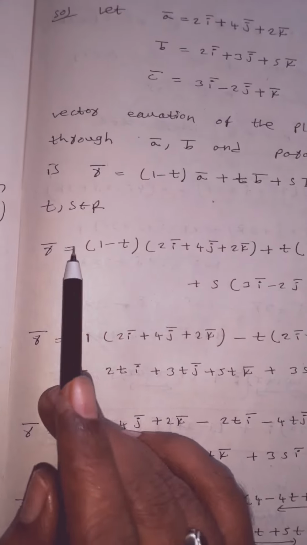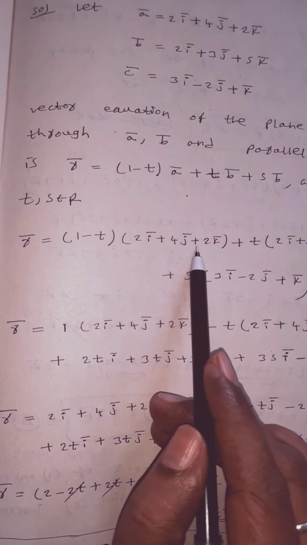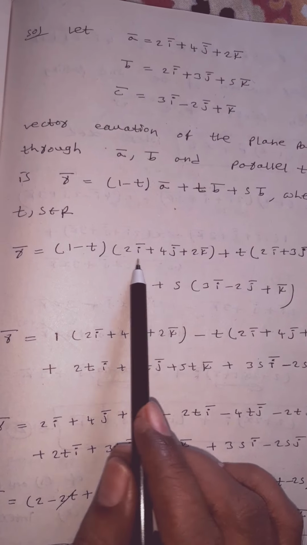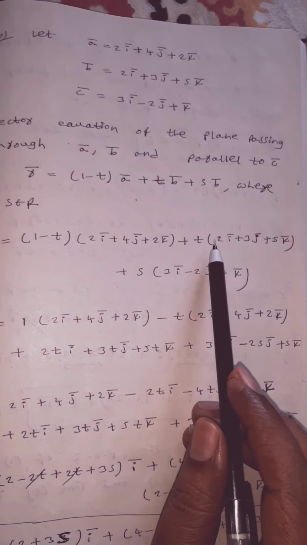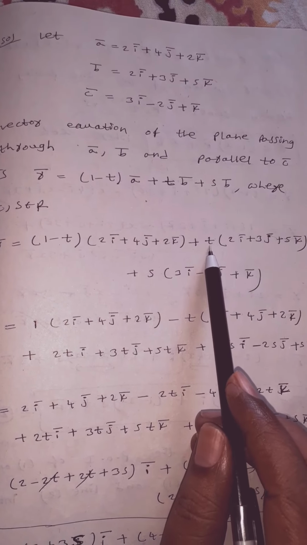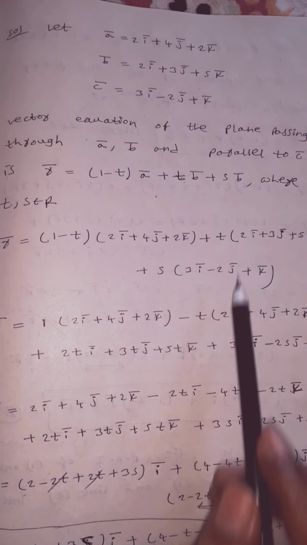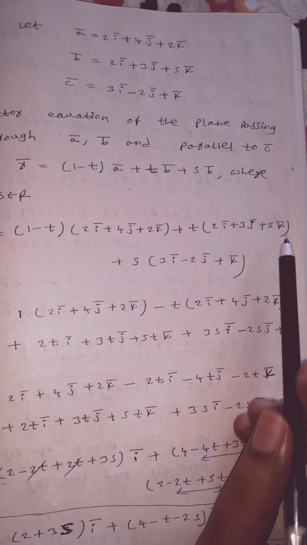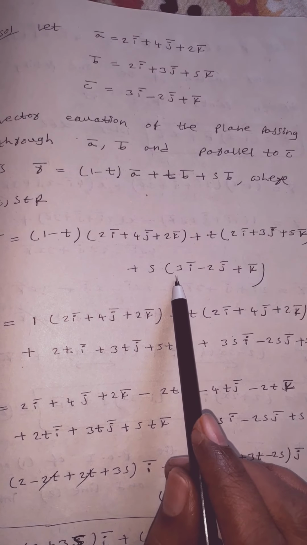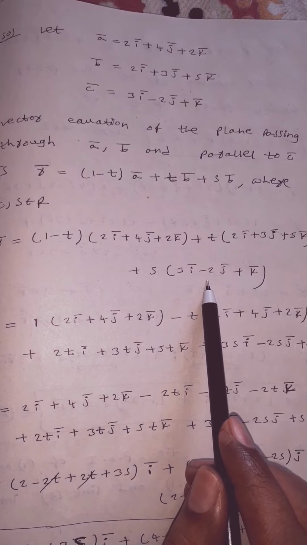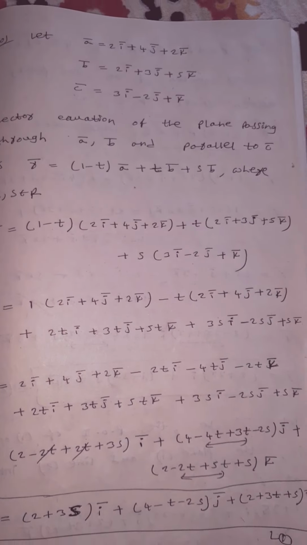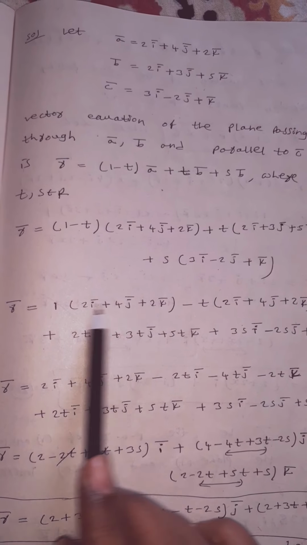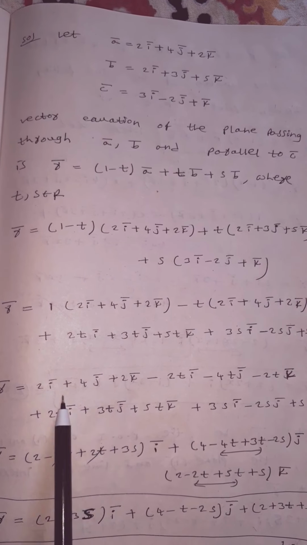Now multiply 1 into everything, children, total 3 terms. Next, minus t into again these 3 terms, plus now send t inside, children. t into 2i bar is 2t i bar. Next here plus 3t j bar plus 5t k bar, plus here send s inside, children: 3s i bar minus 2s j bar plus s k bar, that only I have written, children. So this 1 into something will come as it is, children.